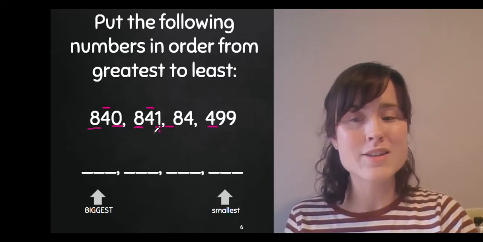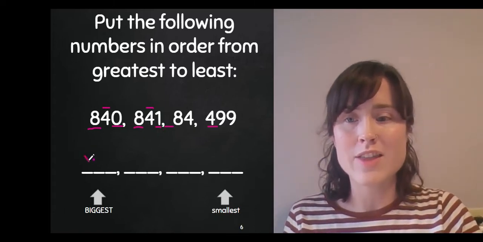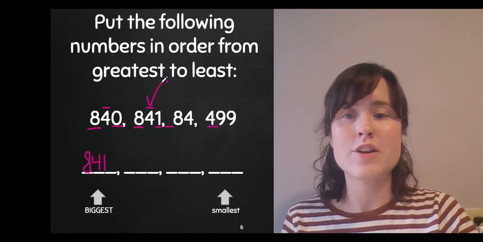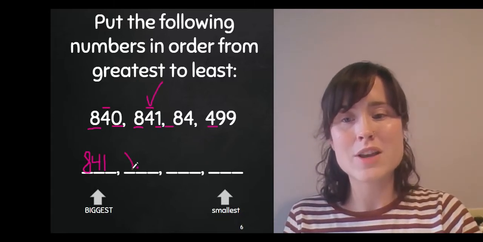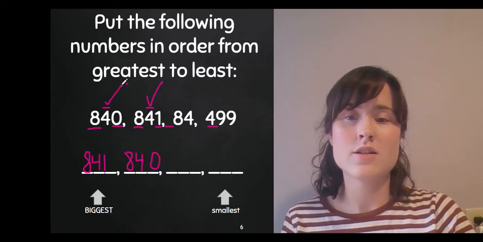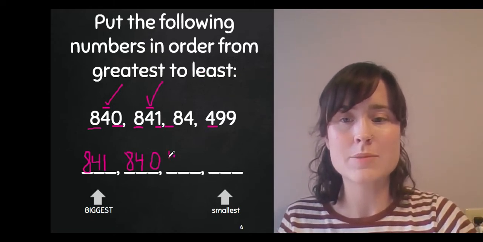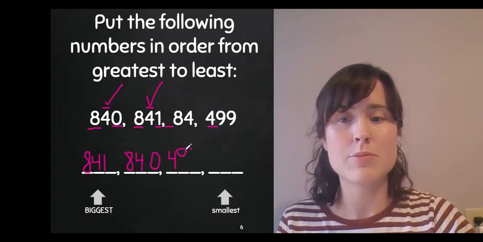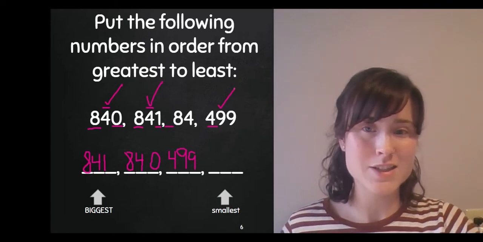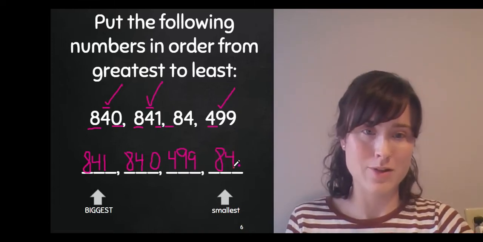Oh, I know that 841 is greater than 840 because it has 800s, four tens, but it also has one one. So I'm going to write that number first. That's our greatest number. And check it off on your list. So I know that 840 goes next because it also had 800s and four tens. Check. Which number is the next greatest? Good. 499 comes next because it has four hundreds. That's pretty big. And which is the least or smallest value in our list? Good. Little 84 doesn't have any hundreds because 84 is smaller than 100.